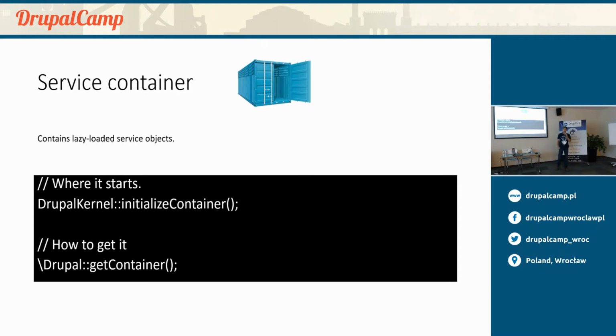Now, the service container is a centralized container where all services of the application are stored. They are lazy loaded, so each service object is instantiated whenever we ask for the service, not all of them at runtime. I tracked down where the Drupal container is initialized. It's here. That's maybe something interesting. And we can get the container statically using the Drupal get container function.